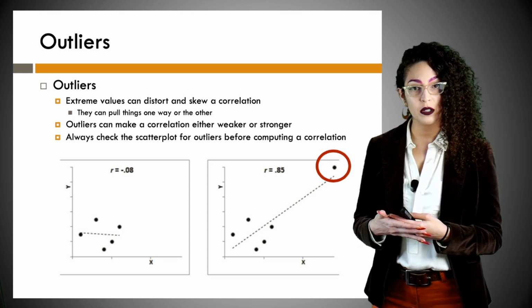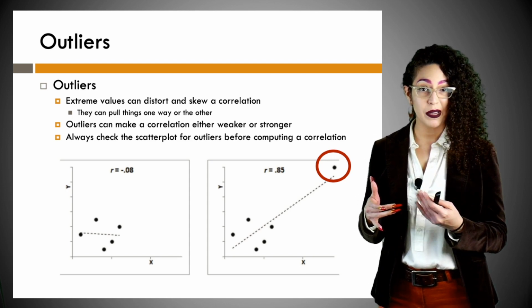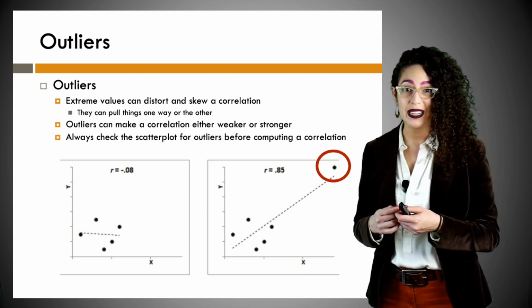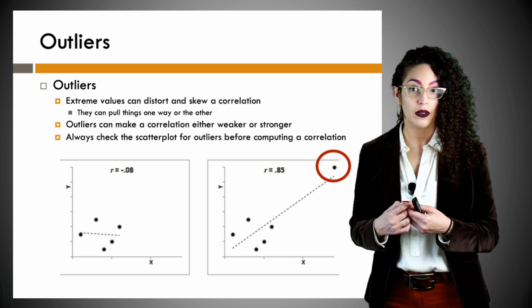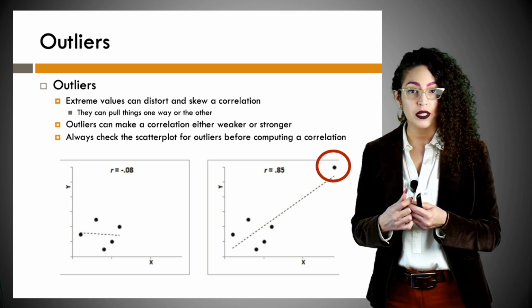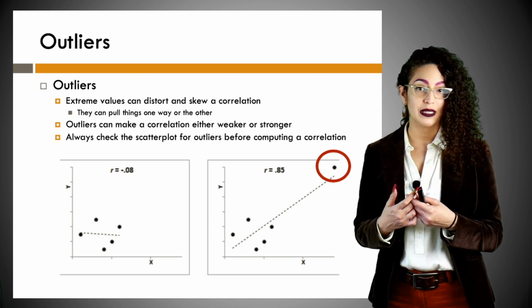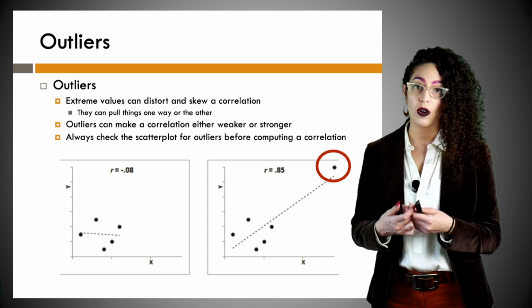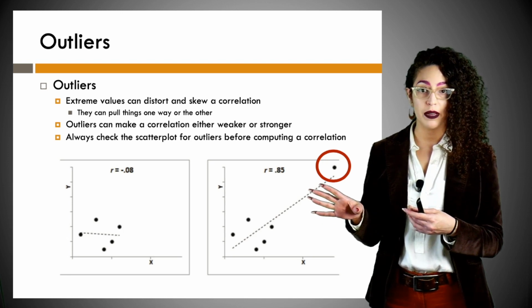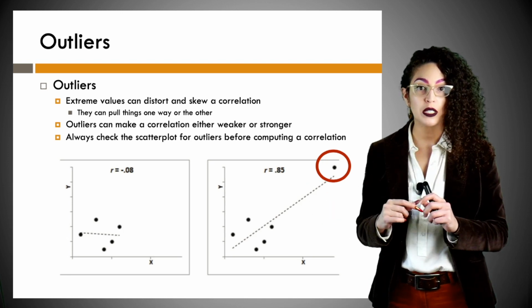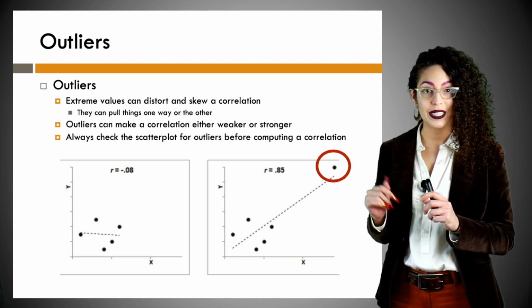Another thing that can affect a correlation is outliers. So just like a mean, it can get dragged quite a bit by just one really unwieldy outlier. So extreme values can distort or skew a correlation. Outliers can make a correlation either a lot stronger or a lot weaker, and you always should be checking a scatter plot to make sure that your data clumps kind of normally, not like this zone over here.